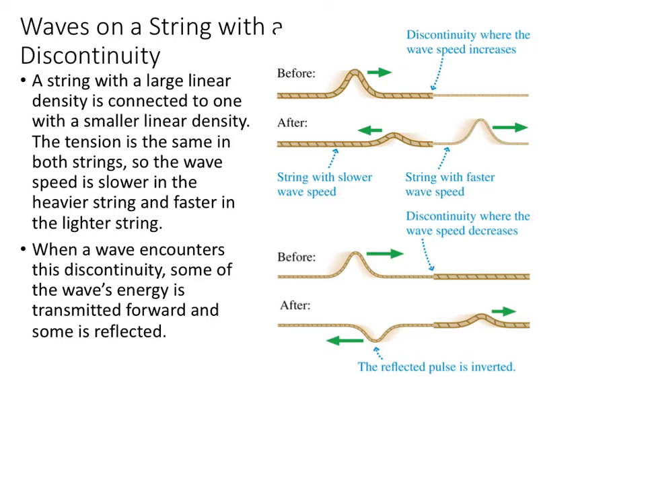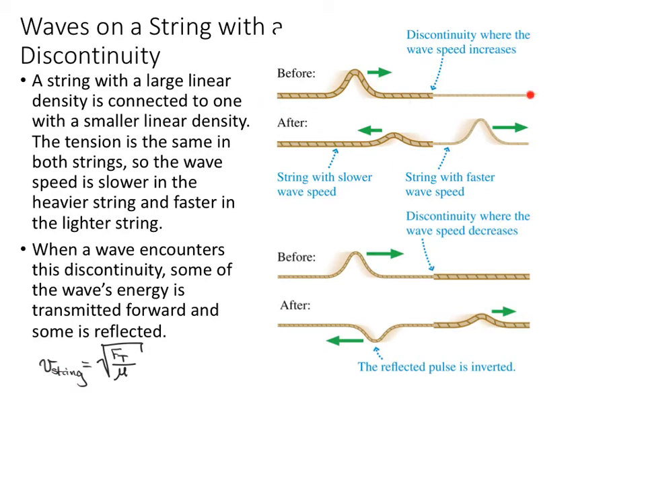Now, we remember from last time that the speed of a wave on a string is equal to the square root of the tension in the string or rope divided by the mass per unit length. So as we move from a heavy string or a heavy rope to a lighter one, here we have a smaller mass per unit length. As mu gets smaller, the wave speed gets bigger.